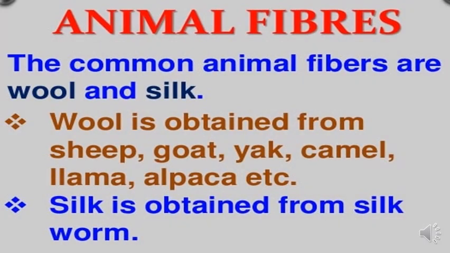The animal fibers are wool and silk. Wool is obtained from sheep, goat, yak, camel, llama, alpaca, etc. Silk is obtained from a silkworm.